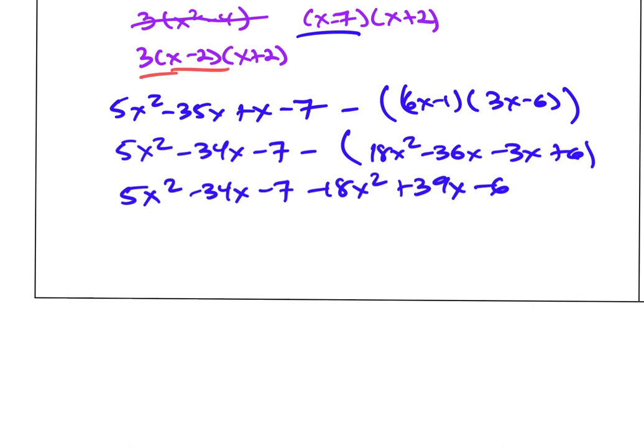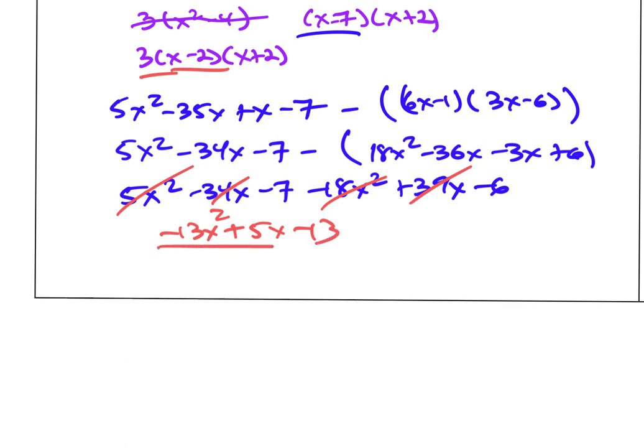Okay, so now we have to clean a lot of stuff up. We're going to go ahead and combine whatever we can here. I notice that I can combine my x squareds. 5x squared minus 18x squared is going to be negative 13x squared. Negative 34 plus 39 is going to be plus 5x, and then negative 7 minus 6 is going to be minus 13.